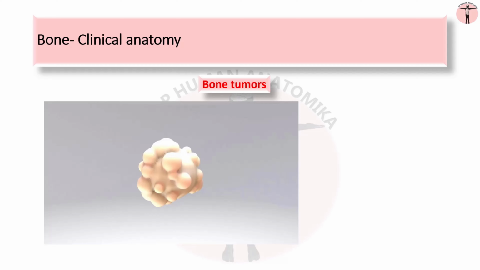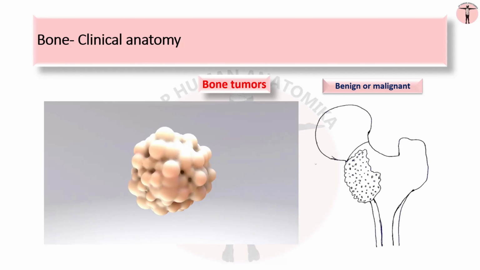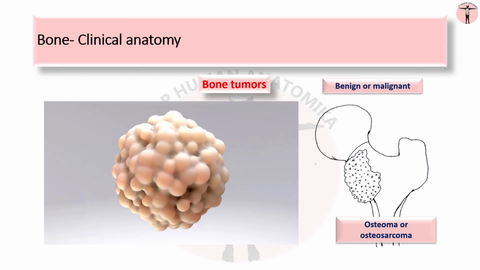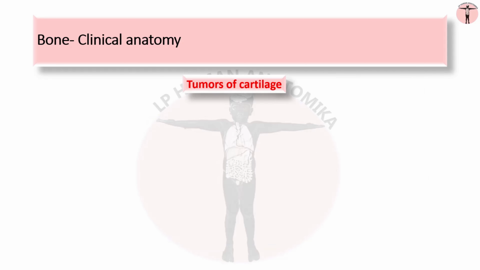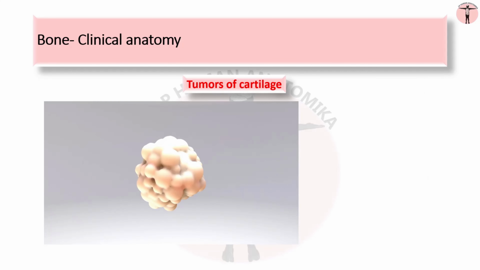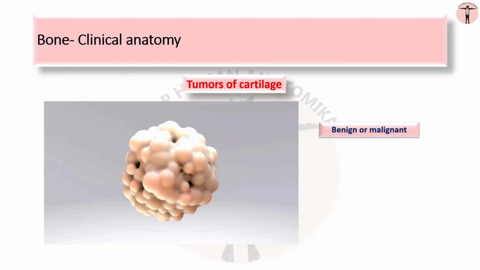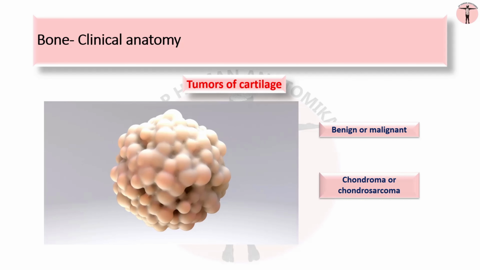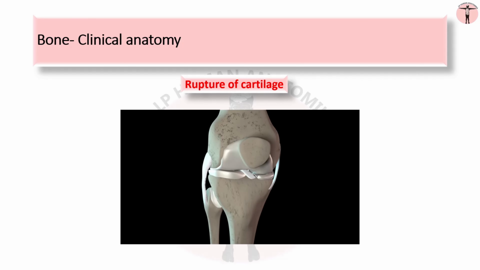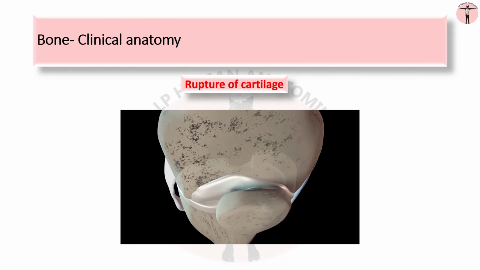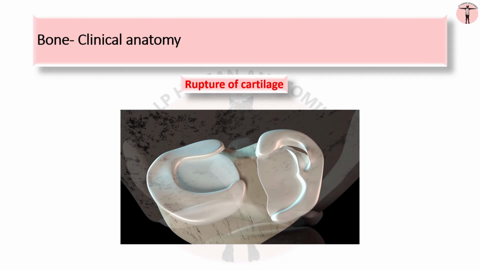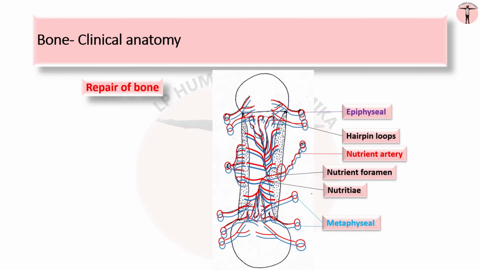Bone tumor. Benign or malignant tumors can occur in the bone. They are called osteoma or osteosarcoma respectively. Tumors of cartilage, similar to that of bone, may be benign or malignant. These are called chondromas and chondrosarcoma respectively. Rupture of the cartilage. The medial meniscus of the knee joint is mostly affected. It is treated by replacement. Bone can repair itself more rapidly than cartilage because of the rich blood supply.